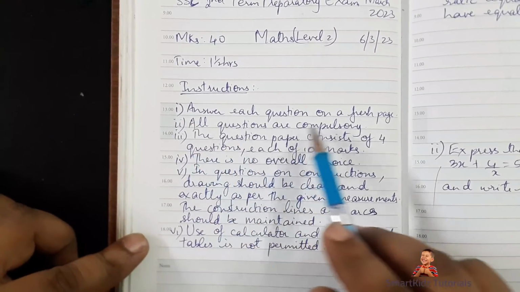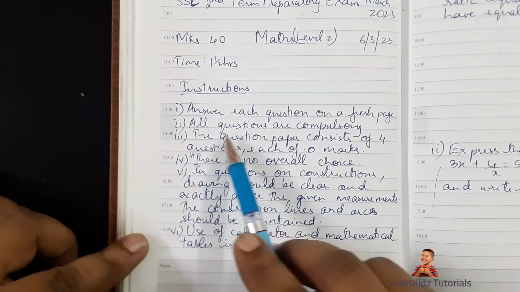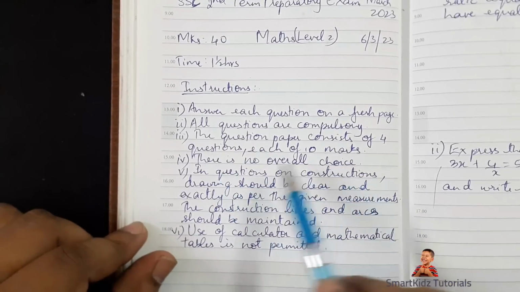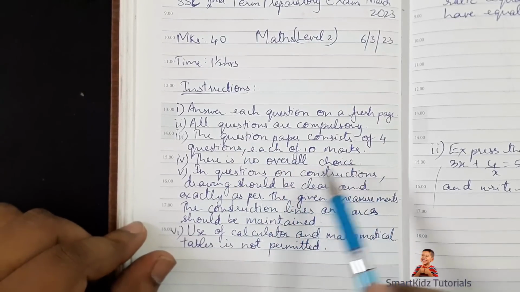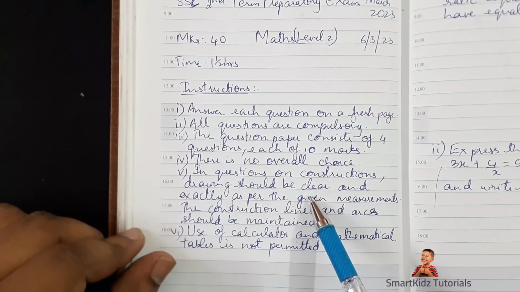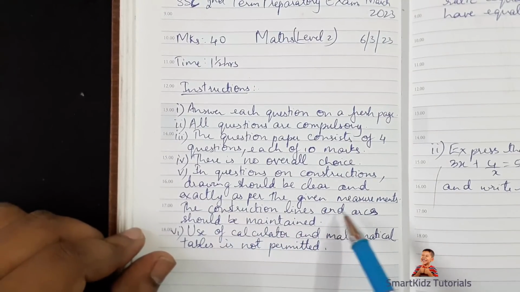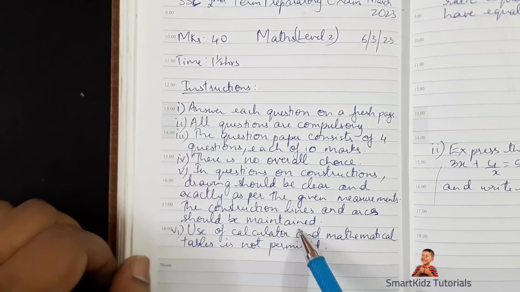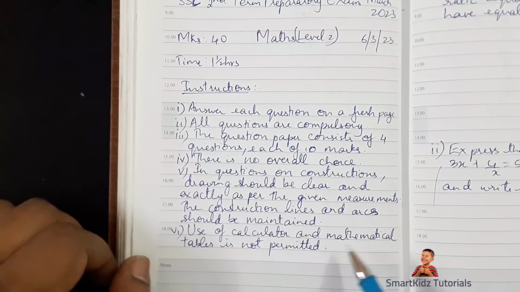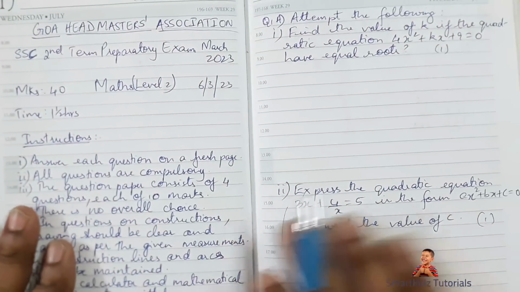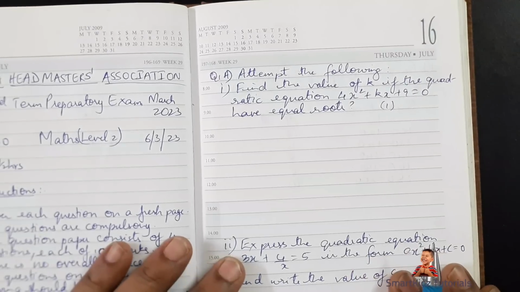First one, answer each question on a fresh page. All questions are compulsory. The question paper consists of 4 questions, each of 10 marks. There is no overall choice. In questions on constructions, drawing should be clear and exactly as per the given measurements. The construction lines and arcs should be maintained. Use of calculator and mathematical tables is not permitted. Let's begin with the first question.